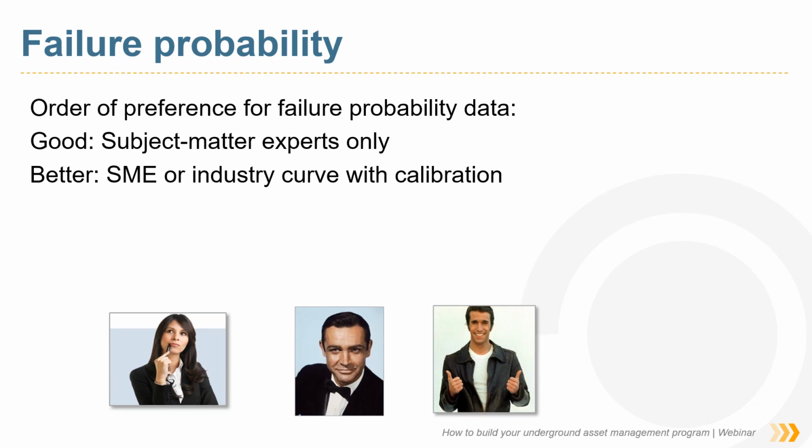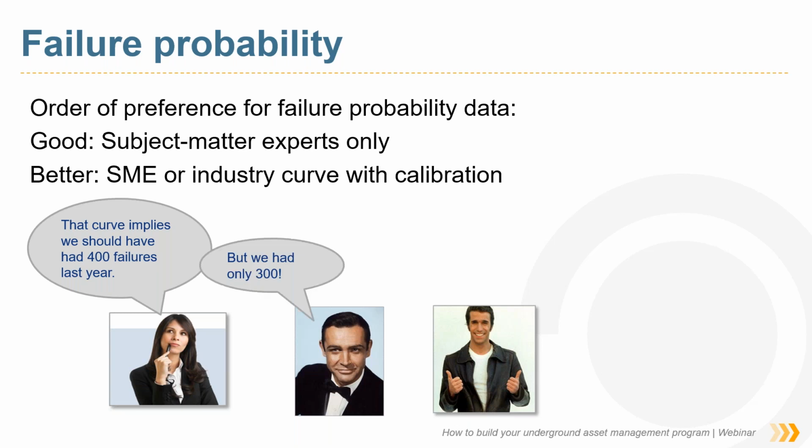The next tier up would be something based on SME judgment, but calibrated with maybe your near-term failure data. So this would look something like this. We asked the subject matter experts and they told us 40-year mean time to failure. That would imply that we should have had 400 failures last year. So you could calculate that number. And what if we only had 300? Well, that means that your curve was a little aggressive, and so you can calibrate it. You can scale it down by a factor of 3/4, and now you've got a calibrated failure probability curve.